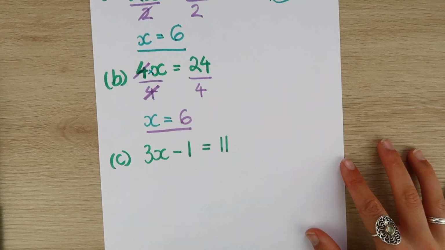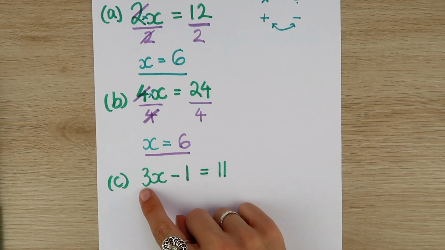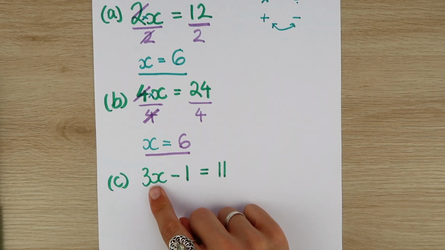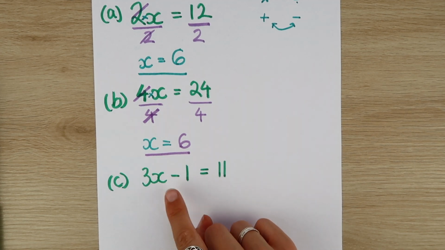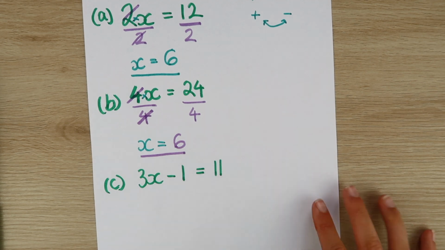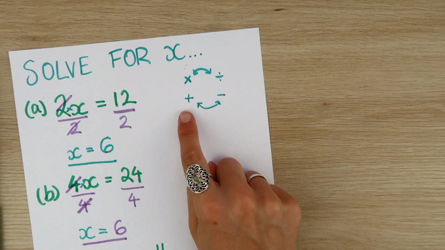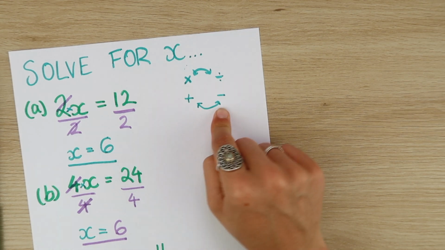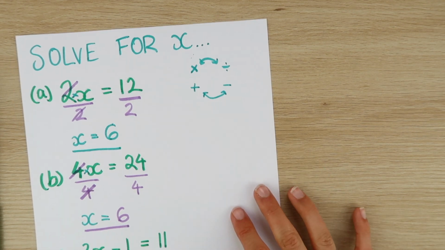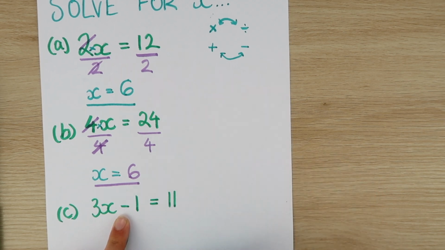Now the third one, slightly different this time. You'll be able to see that we've got the 3x again, so we've got a number multiplied by x, but this time I've got a -1 there, which means I can't just divide by 3 in this case because there's a -1. Think back to our opposite operations over here. The opposite to positive is a minus, and the opposite to minus is a positive. So that means if I've got a -1, I'm going to add 1.